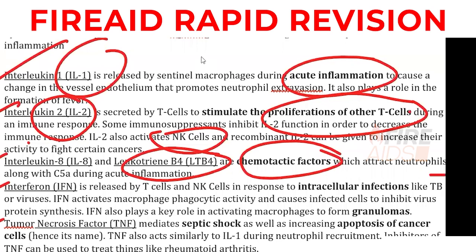Yesterday we saw, I drew a picture of inflammation, where one of the things is leukotriene B4 and interleukin 8. Okay, along with C5a, they will be useful in acute inflammation.